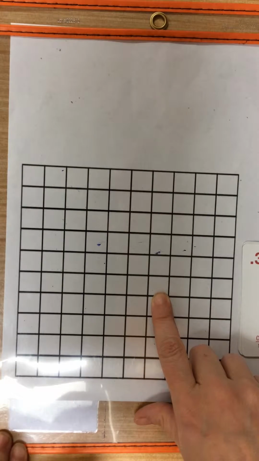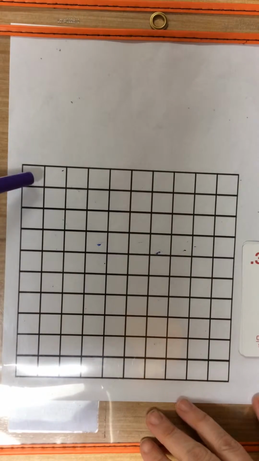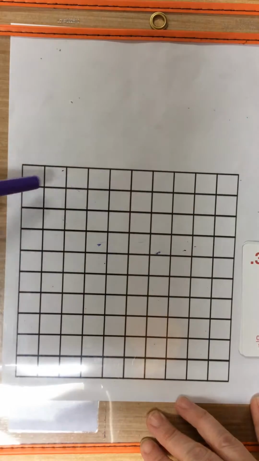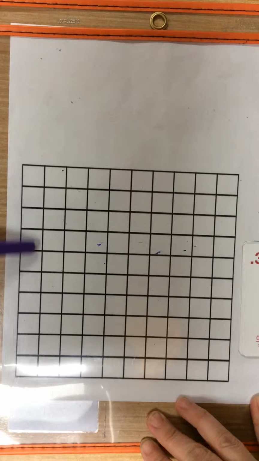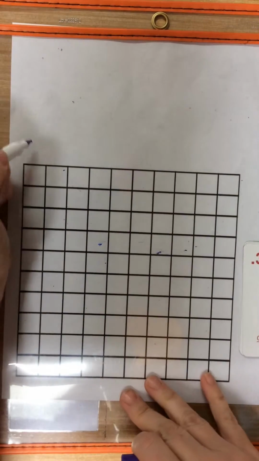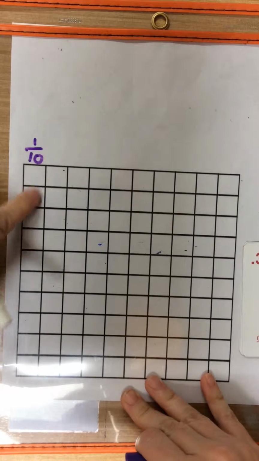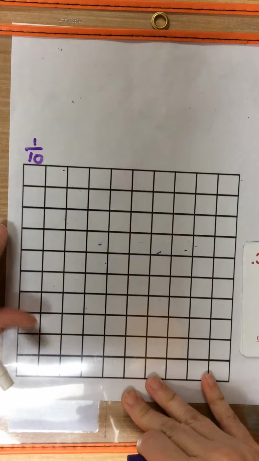the number 1. Okay, and we have lots of groups of 10s, right? To make up this, we would have 1, 2, 3, 4, 5, 6, 7, 8, 9, 10 rows of 10. Remember we talked about each one of these rows would be called 1/10. So this row would be 1/10, 1/10, 1/10, all the way down.